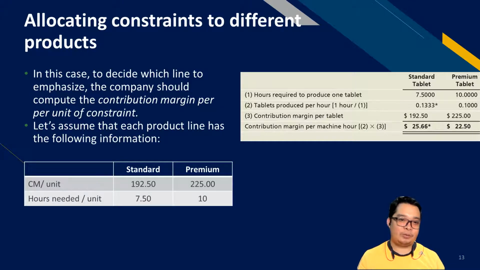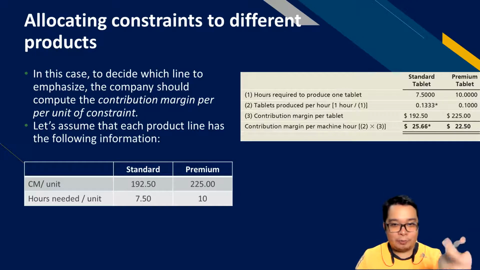Okay. So what you need to do is to get the contribution margin per unit of constraint. In that case, we know that for every hour that I spend on this product, the contribution is this much. Can you prioritize which of the two products has a higher CM per unit of constraint? Whichever is bigger, you prioritize. So let's look at this example. Let's look at the table here upstairs.